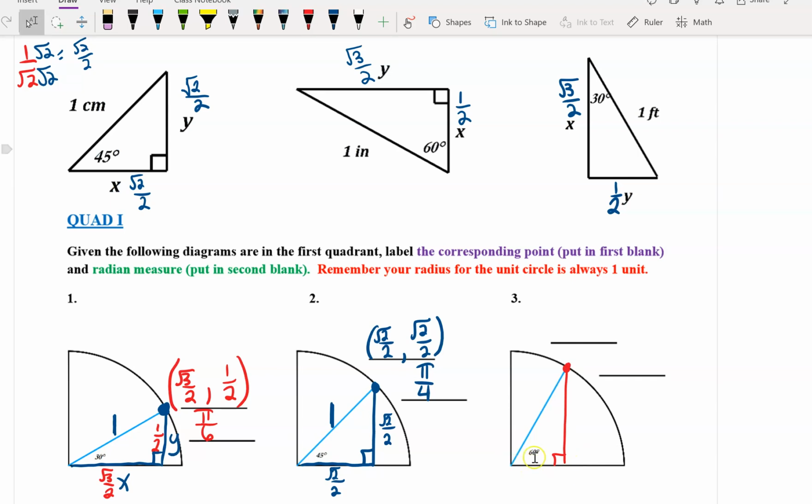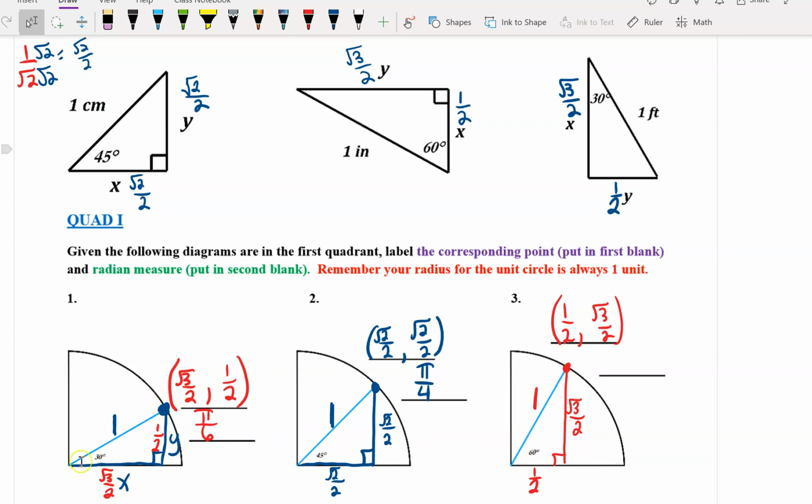This is a 60-degree angle, which means we've got a 30, 60, 90-degree triangle. To get from long side to short side, we divide by 2, so 1/2. And to get from short to medium, we multiply by root 3. So this would be root 3 over 2. The x coordinate is right here, so 1/2. And the y coordinate is root 3 over 2. So you'll start to kind of notice some patterns here.